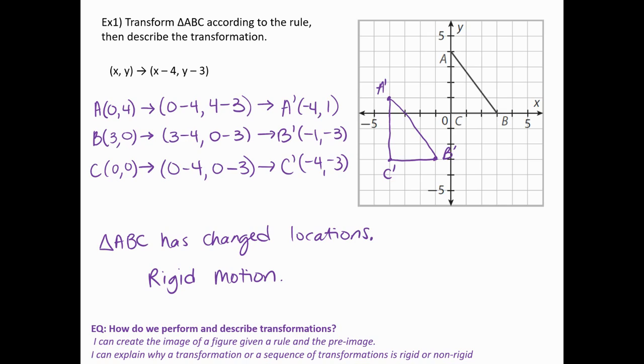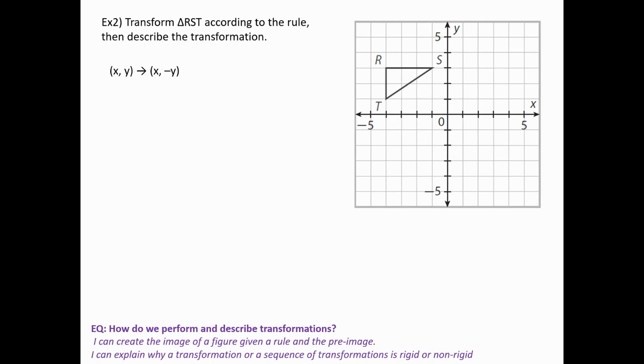All right, let's go on to the next one. Transform triangle RST according to the rule, then describe the transformation. So one more time, we're going to go through and list our ordered pairs. R is at -4, 3, I believe. S is at -1, 3. And T is at -4, 1. Okay. Yep. Great.